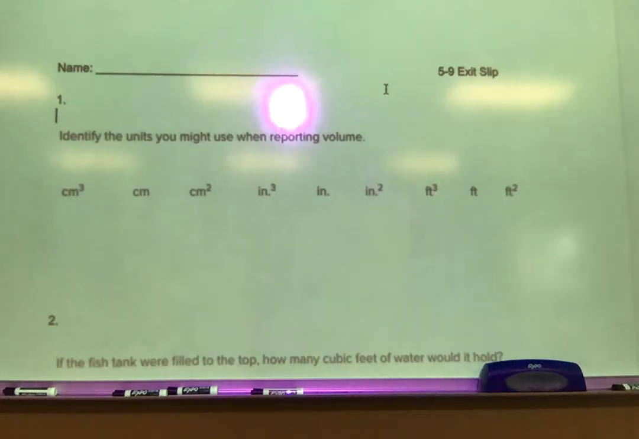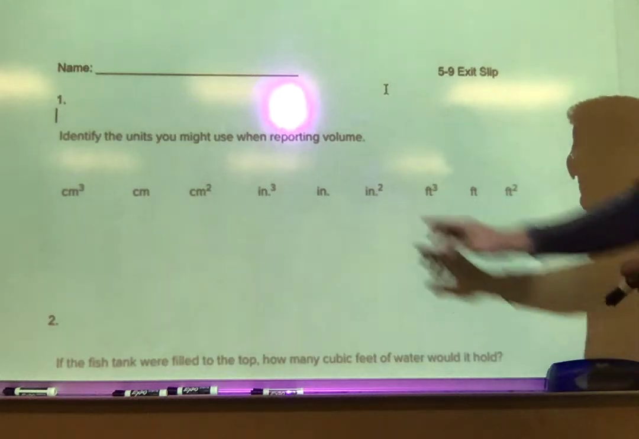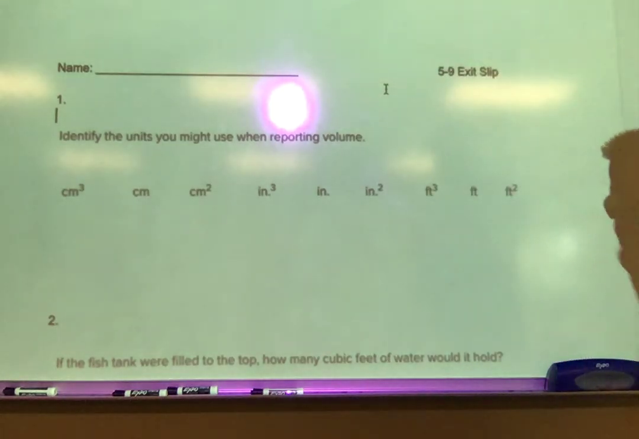In lesson 5.9, we started digging into volume and identifying units that report volume and how to find the volume using formulas of some different shapes. So let's jump right in here. To report volume, we first have to get area out of our head. We've done a lot with surface area and finding area. We're not covering the surface anymore. Now with volume, we're trying to fill things up, fill in the inside. That's the volume. So, big difference there.